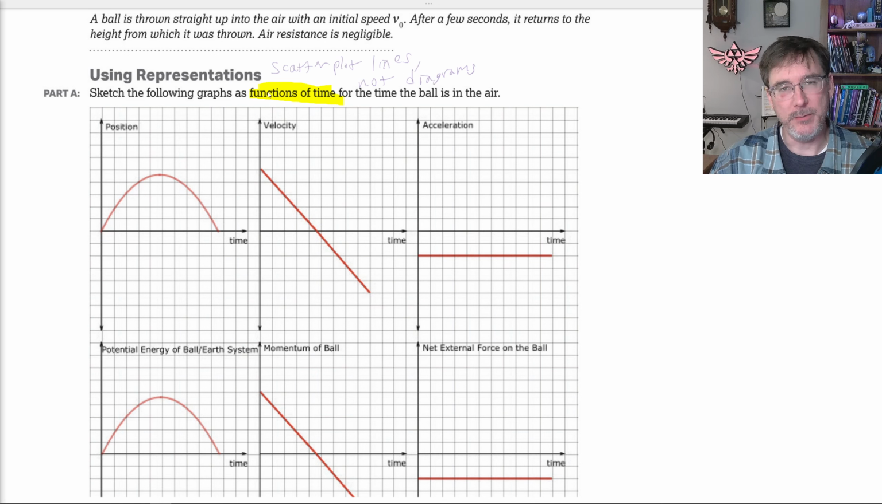Now, because we've been doing a lot of graphs, diagrams that look like bar graphs in a lot of ways, I just want to clarify that when they say sketch graphs as a function of something, I can't think of a situation where it wouldn't be going to be a scatter plot, a line graph, something like you're seeing right here. Okay, so that's your clue.